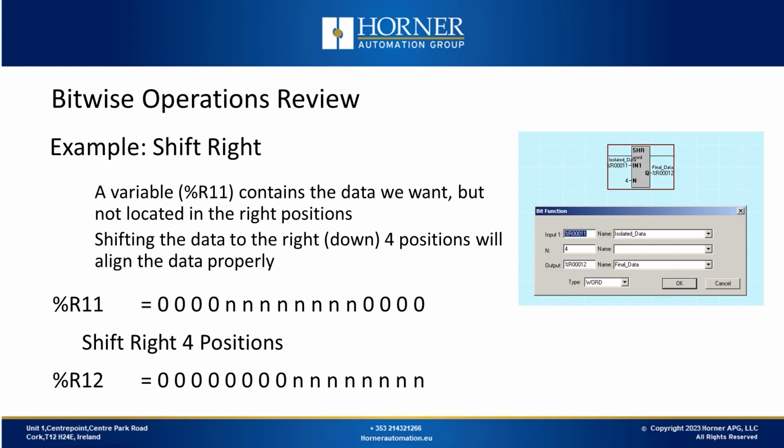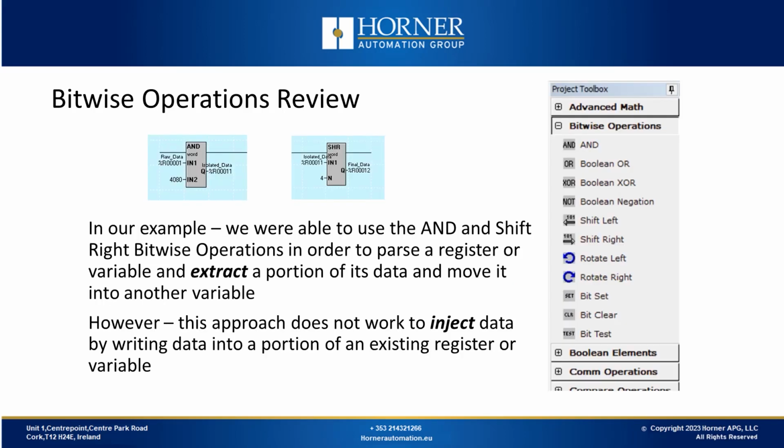By utilizing bitwise operations such as AND and SHIFT, we can reliably extract the specific portion of data we need from a larger word. This approach is effective for data extraction as demonstrated. However, it may not work as well for data injection. For instance, if we were extracting speed feedback data ranging from 0 to 255 and we needed to write data to control the speed, the previous AND and SHIFT operations would not be suitable.